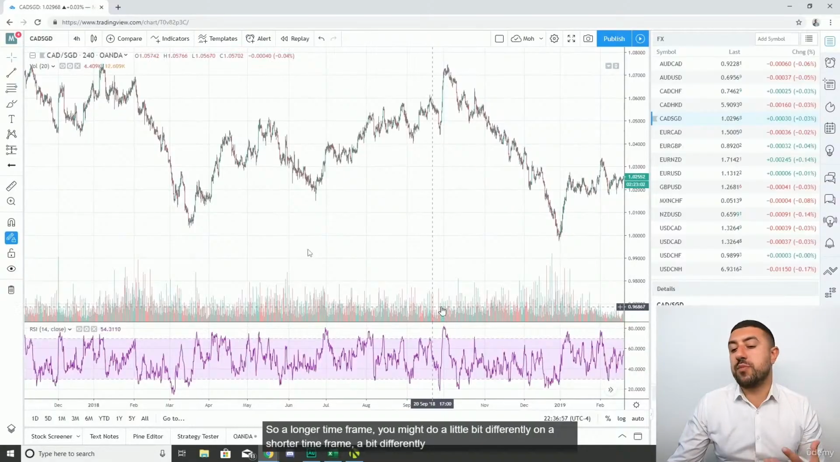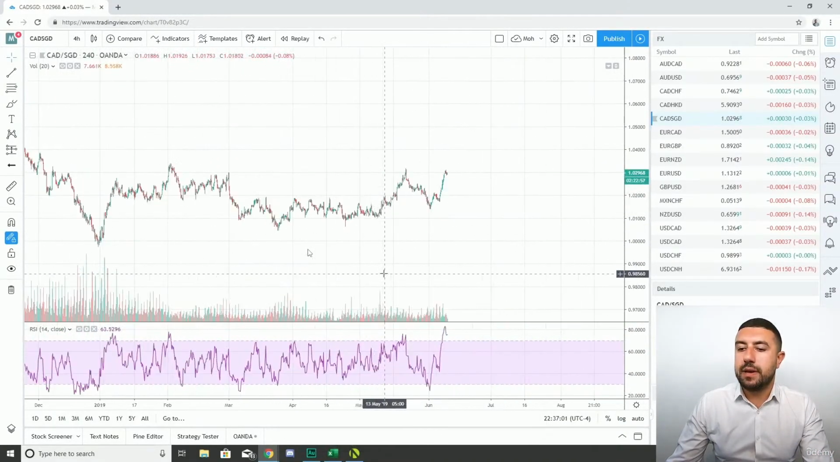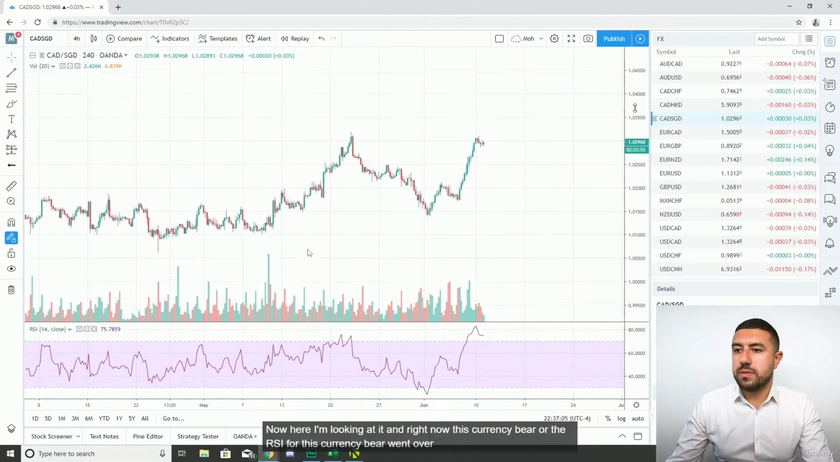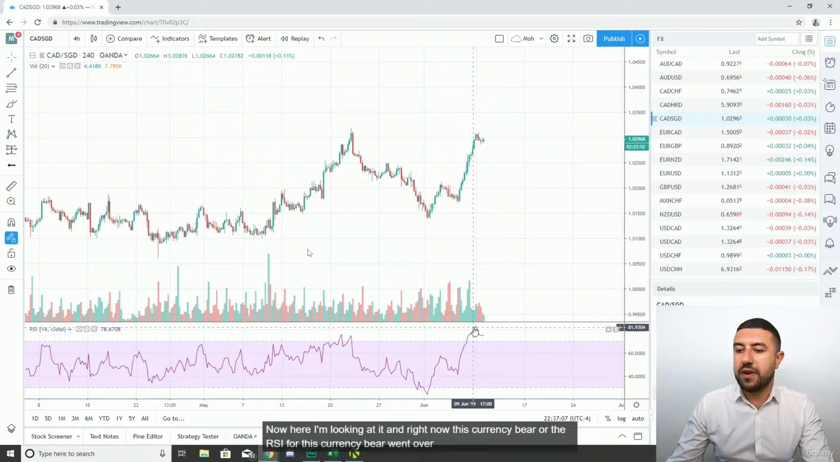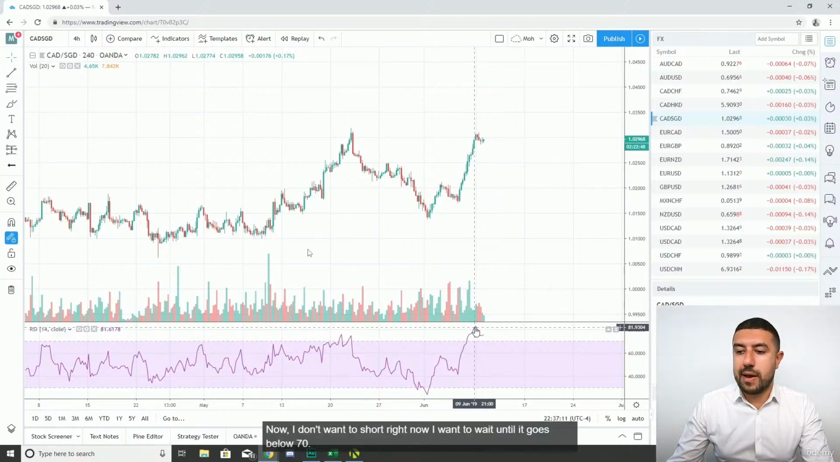On a longer time frame, you might do it a bit differently. On a shorter time frame, a bit differently as well. Now here, right now, the RSI for this currency pair went over 80. So that's great. Now, I don't want to short right now. I want to wait until it goes below 70.